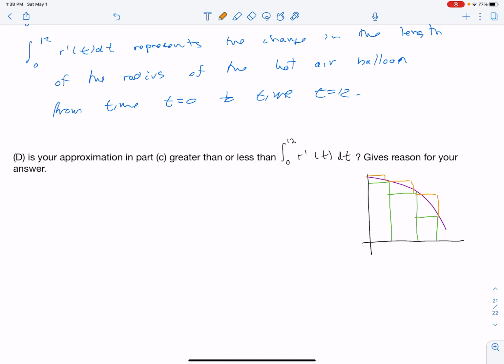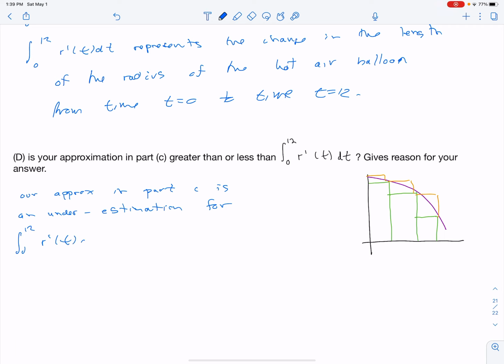So how do we say that? How do we put this all together? I'm going to say our approximation in part C is, what did we say? It's an underestimation. It's not going to matter what word we use. Underestimation for this.